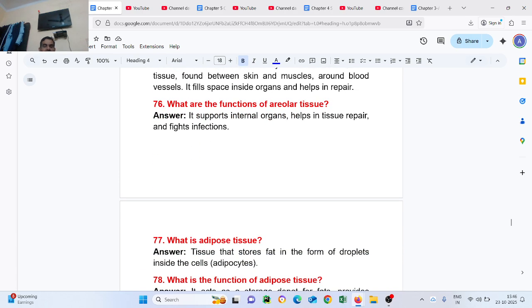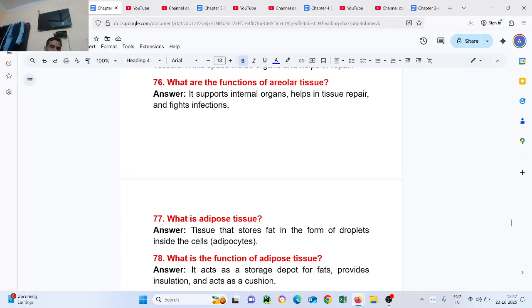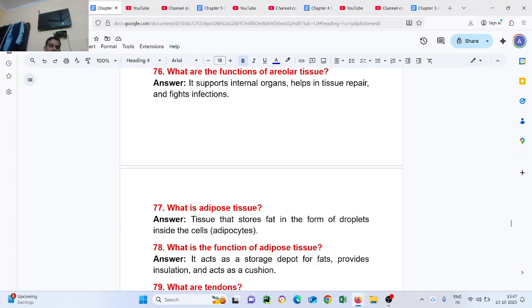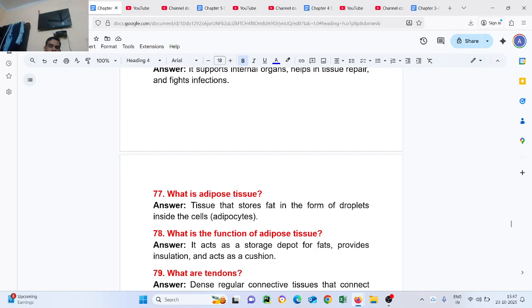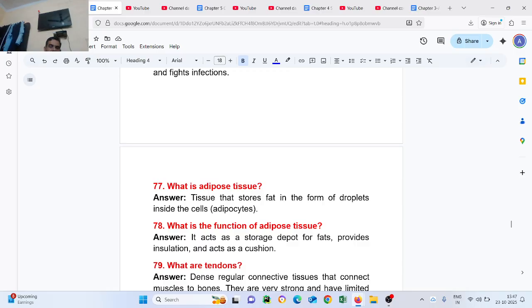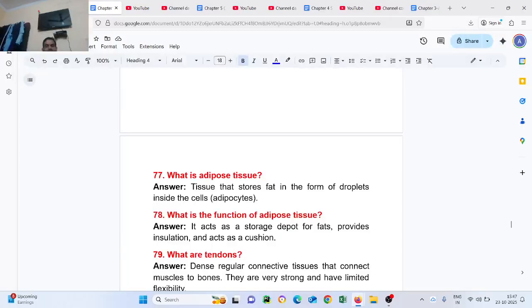Question number 77. What is adipose tissue? Answer: tissue that stores fat in the form of droplets inside the cells, adipocytes. Question number 78. What is the function of adipose tissue? Answer: it acts as a storage depot for fats, provides insulation, and acts as a cushion.